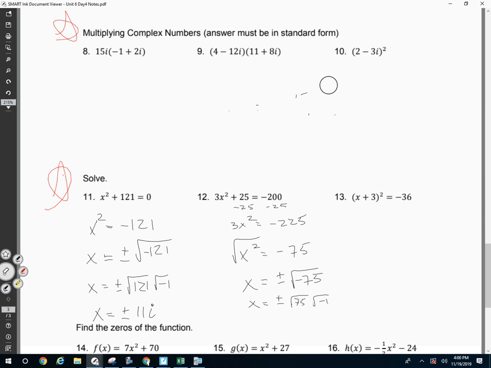The square root of 75 can be written as what, Miss Harvey? Beautiful. That's 5 root 3. X equals plus or minus 5 root 3i. We got it.